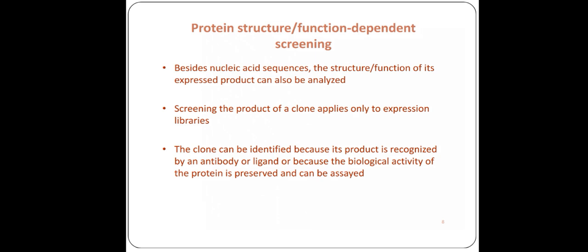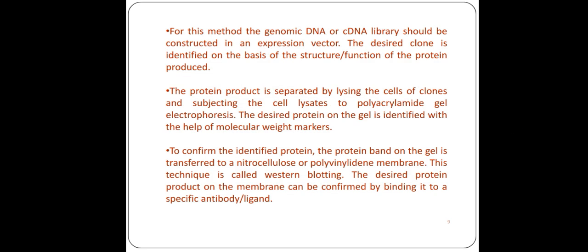Screening the product of a clone applies only to expression libraries. The clones can be identified because their product is recognized by an antibody or a ligand, or because the biological activity of the protein is preserved and can be assayed. For this method, a genomic DNA or cDNA library should be constructed in an expression vector. The desired clone is identified on the basis of the structure and function of the protein produced.